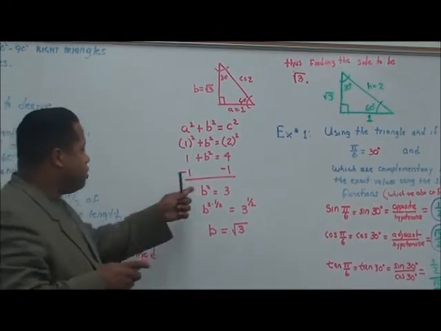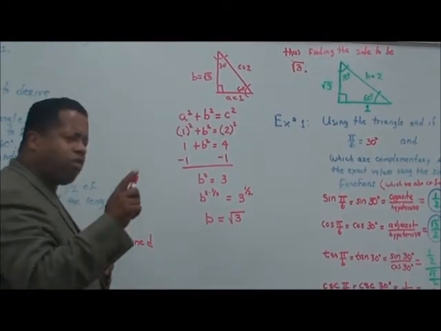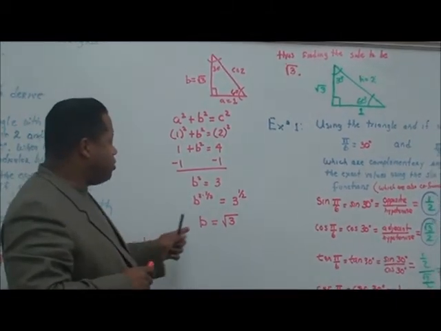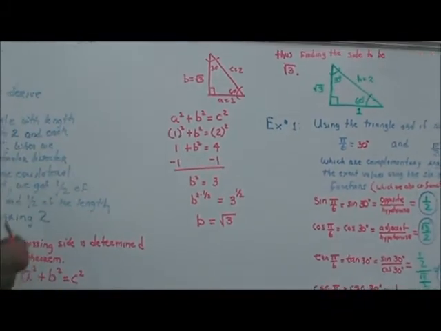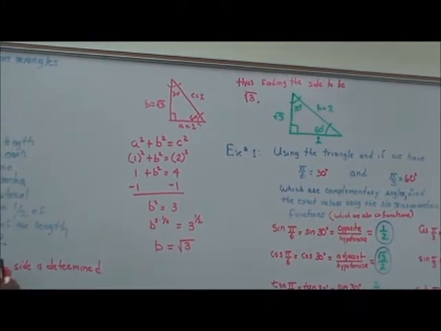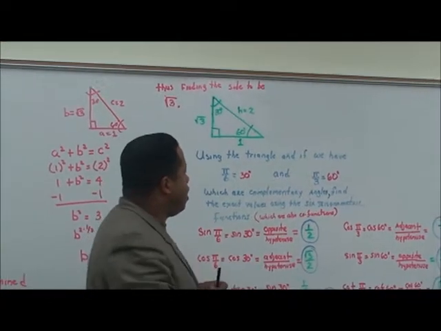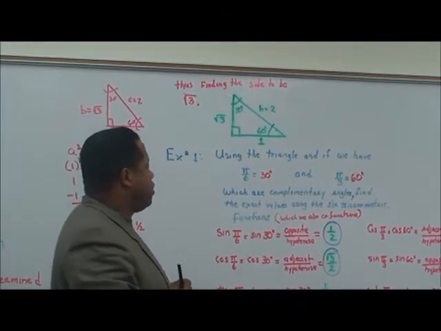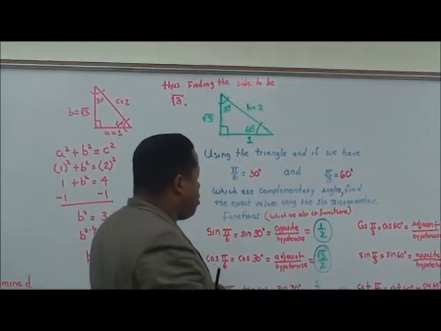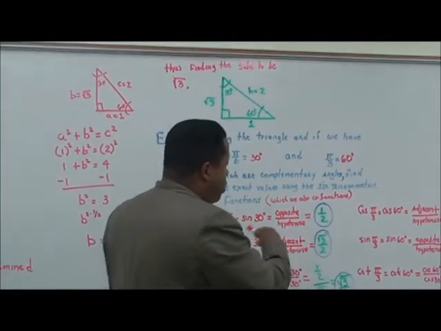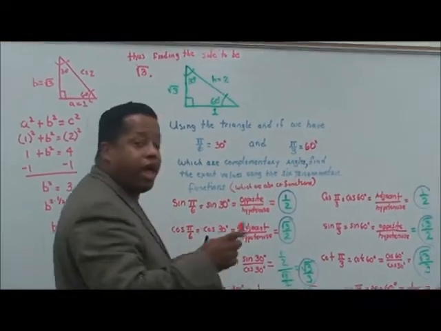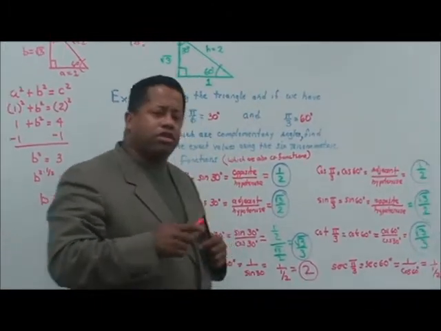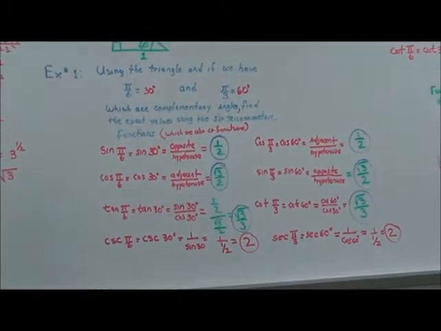So b squared is equal to 3. We're not quite done yet, because we have to solve for b. So b is going to equal the square root of 3. Now we have all of our sides, so we can start evaluating using the triangle and the trigonometric functions, which here are co-functions of one another and also complementary angles. When we evaluate each of these functions, we're going to come up with the same value.